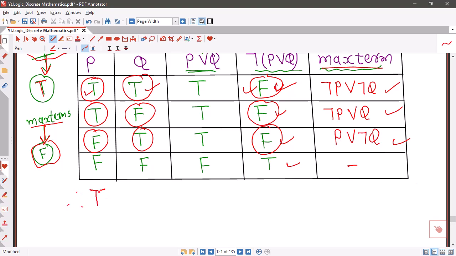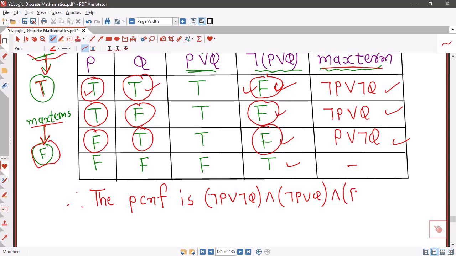Therefore the principal conjunctive normal form is the conjunction of these three max terms, that is, we have to connect them by the AND operator: negation p or negation q, and negation p or q, and p or negation q.